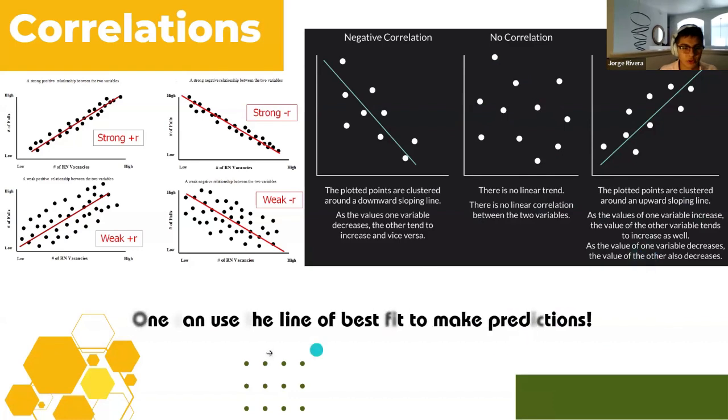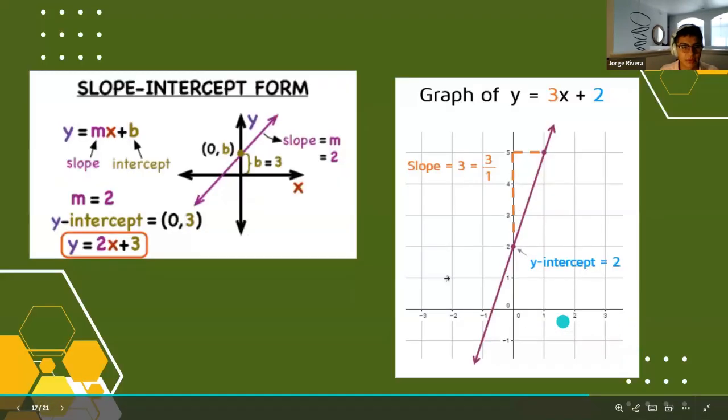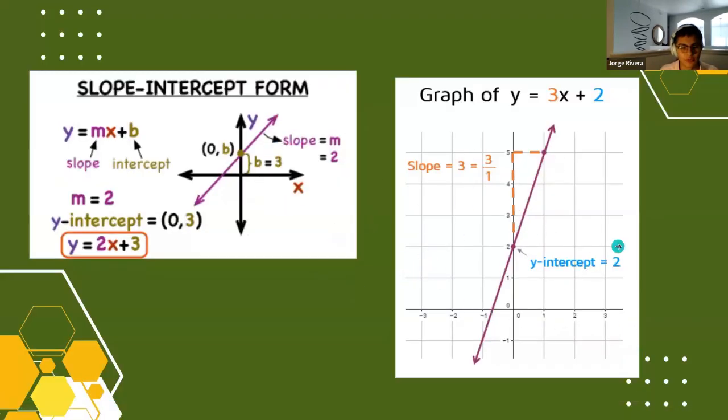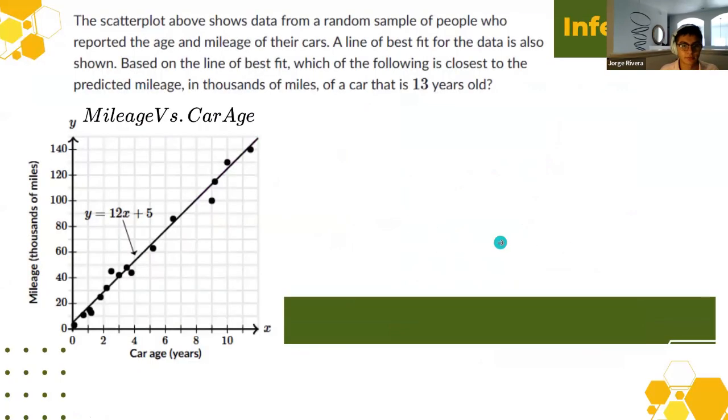Here we have other things, but a scatter plot can also have no correlation because the dots are just spread out everywhere. So one can use the line of best fit to make predictions. So here we have a review of the slope. You guys can use this later. So I'm just going to walk you guys through this.